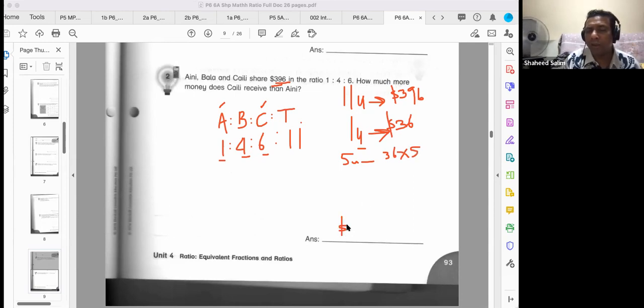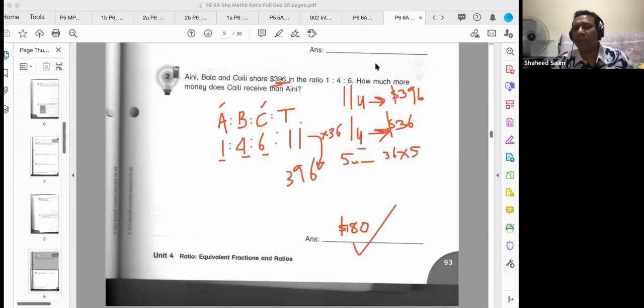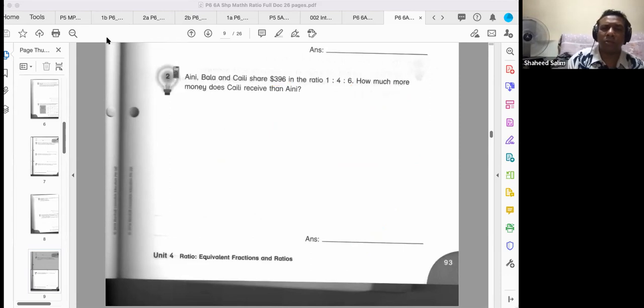Now, this is one way of doing it. You can actually use the ratio fully. So from here, you get 396. Ask yourself, 11 times what equals 396? You divide that, you get times 36. Then you minus, you get 5. Same thing. 5 times 36, 180. Okay, I hope this is okay. We try now the next one.